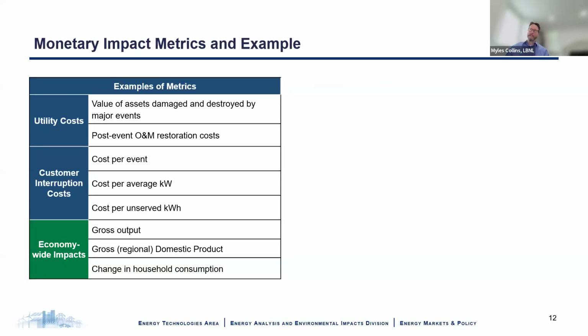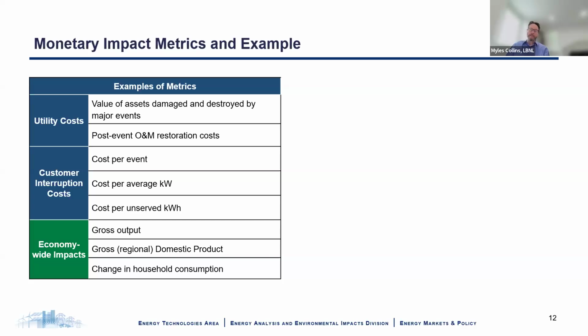Other performance metrics get at monetary impacts. So this covers three categories here. We see utility costs in the first category, and these could be capital costs, or these could be O&M, or operations and maintenance, from restoration. So it covers the impact of damage from these events, as well as the O&M from restoration activities. A second category is customer interruption costs. So these are those incurred by customers experiencing a power interruption.